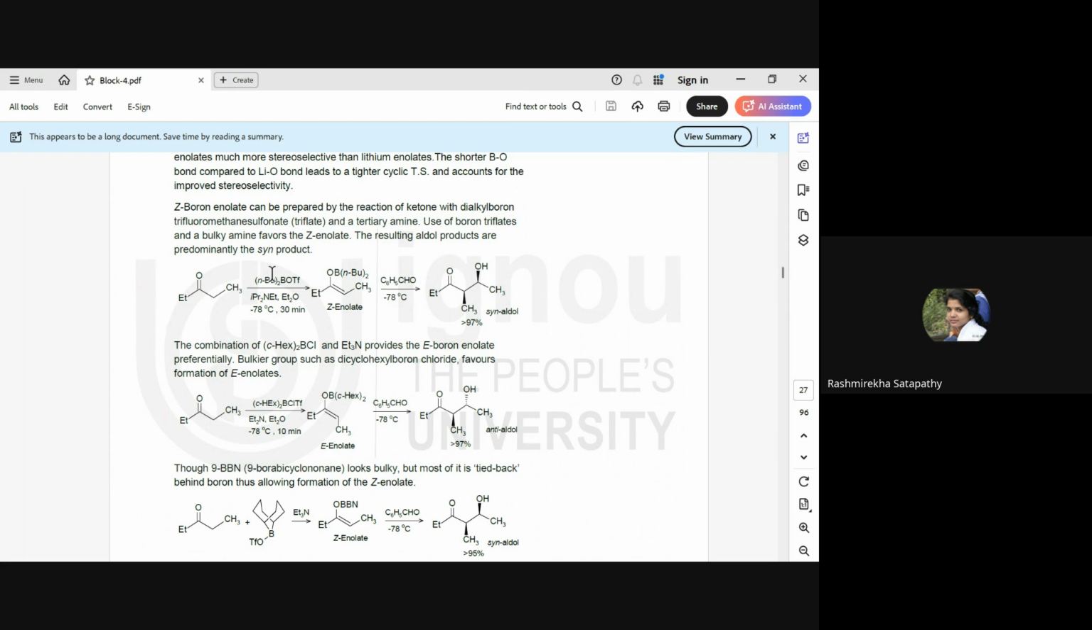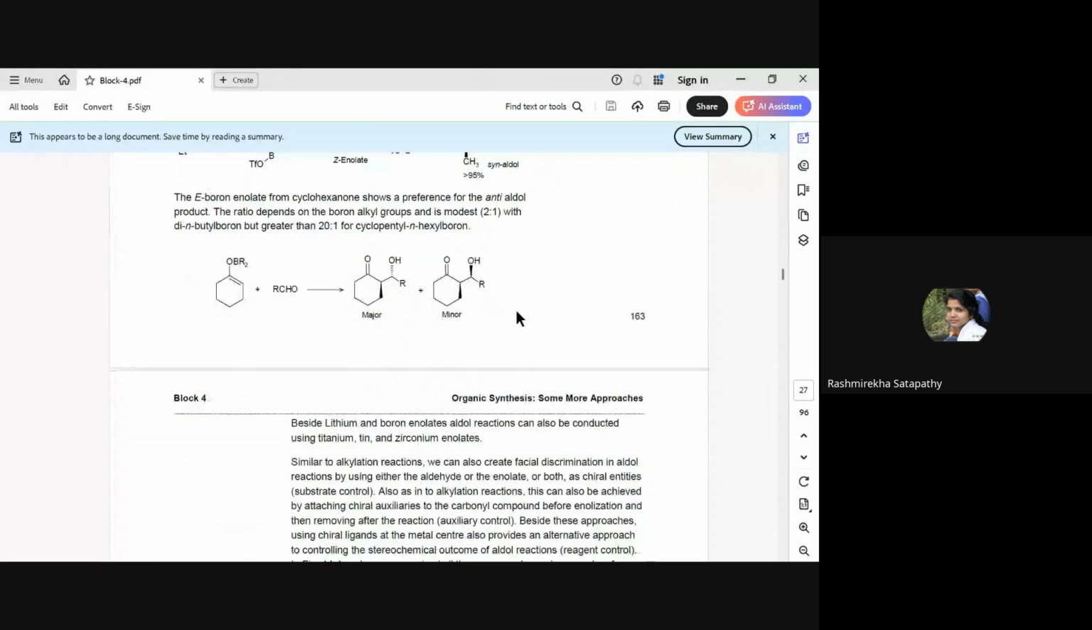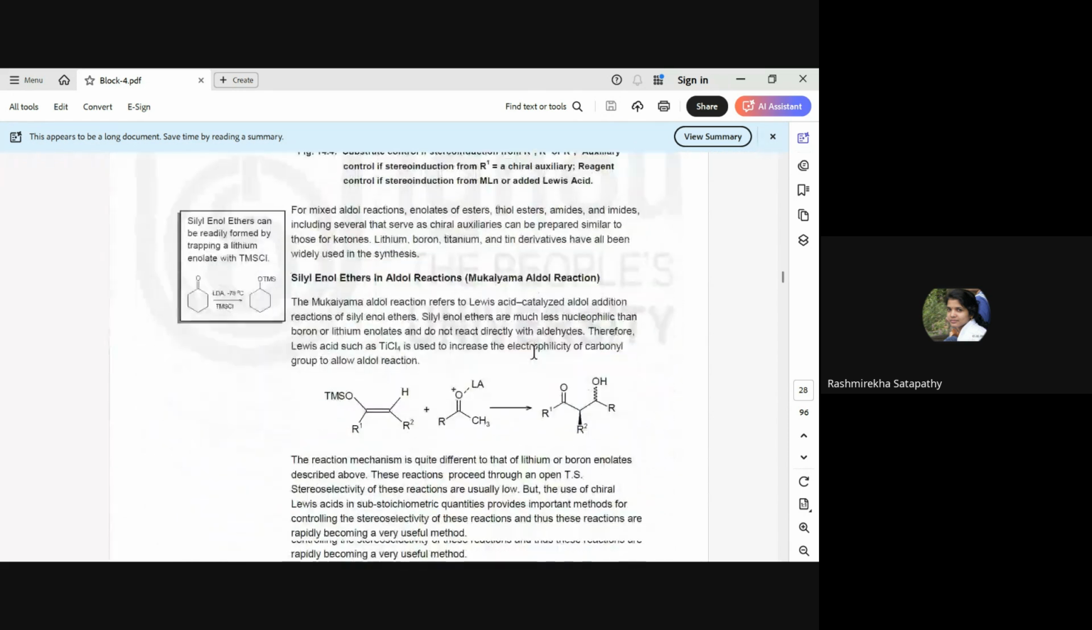When this ketone is treated with this compound in the presence of the base diisopropylethylamine in ether, the Z enolate is formed. When treated with benzaldehyde, more than 97% syn aldol products are formed. So this is also similar, and more than 97% anti alcohols are formed. This is the ketone compound, and a similar type of reaction occurs here.